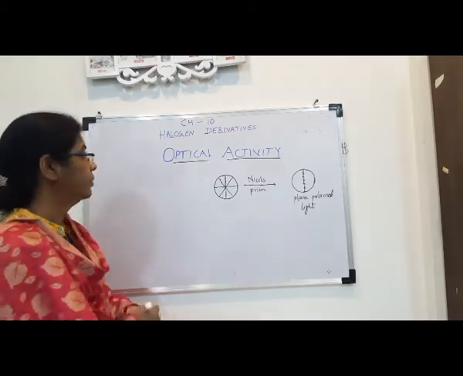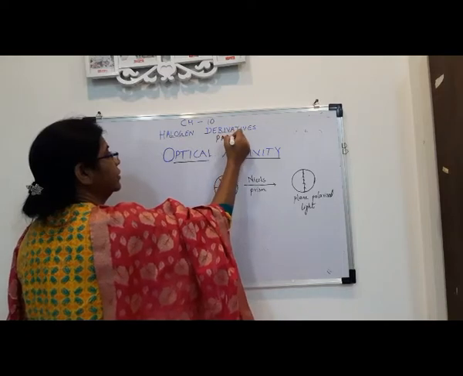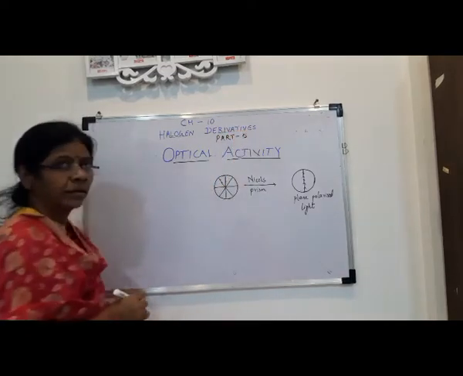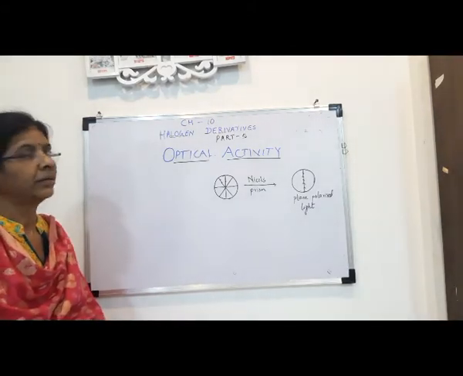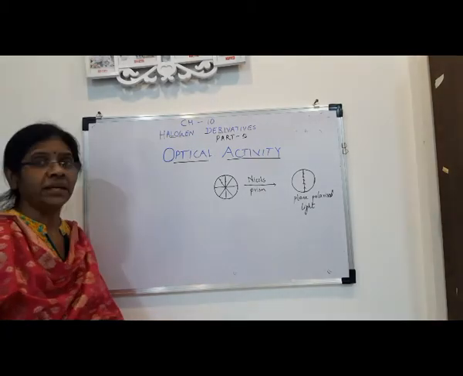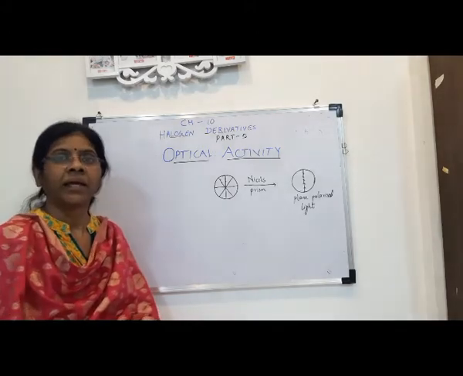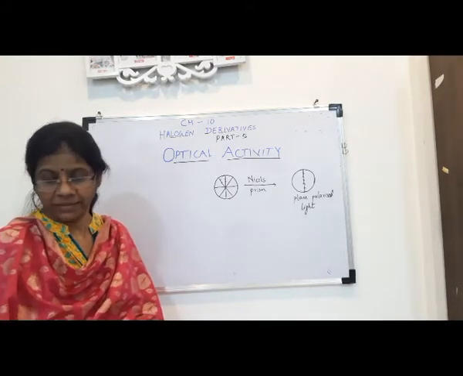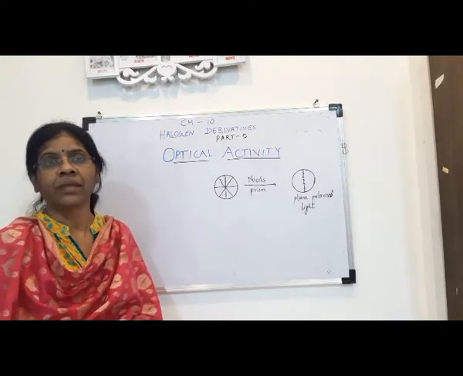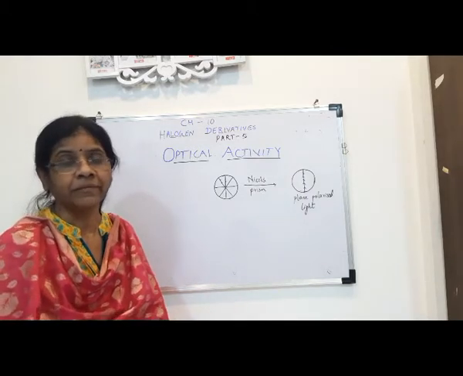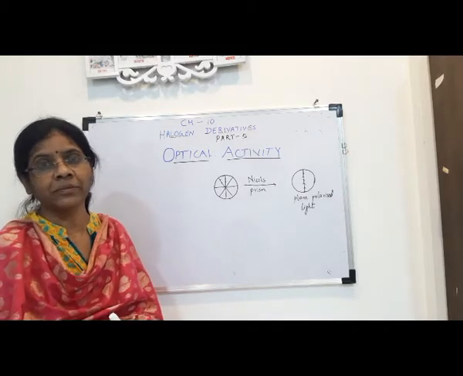So we come to part 5, lecture 5, of the topic halogen derivatives, and today we are going to see what we mean by optical activity. The last time we saw what is meant by optical isomerism, and the terms that are very important to understand optical isomerism.